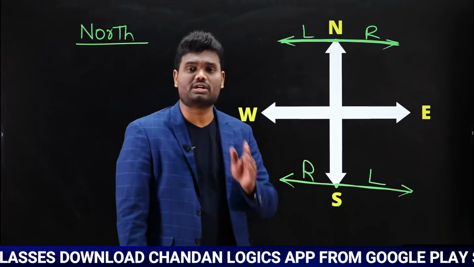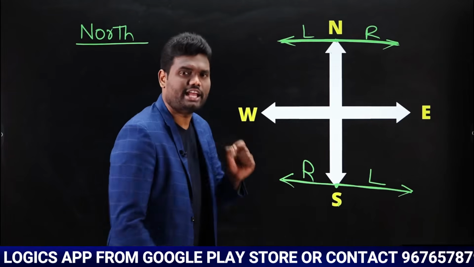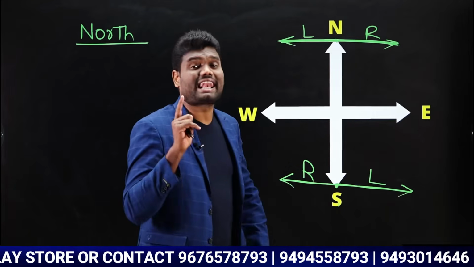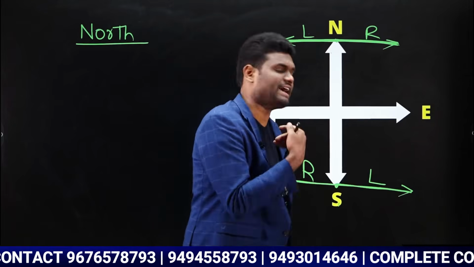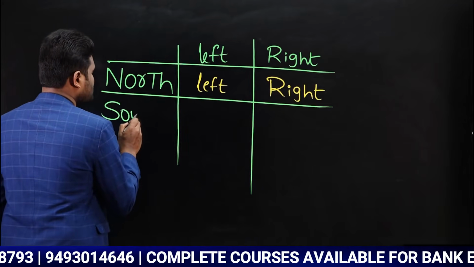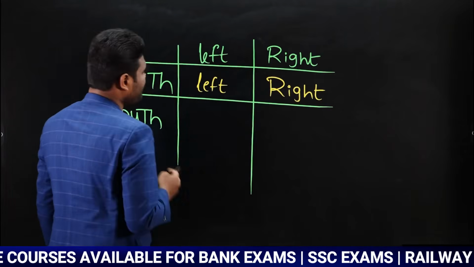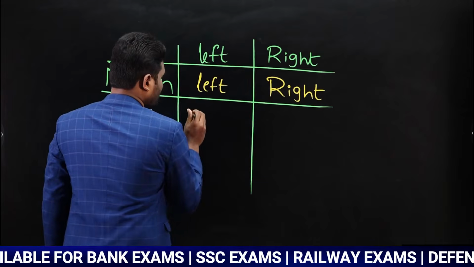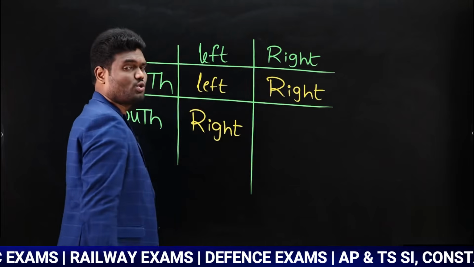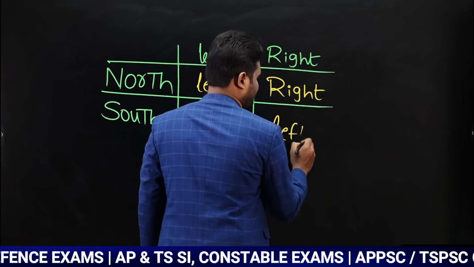When the person is traveling towards south direction, if they say left, then you need to move towards your right hand side. And when they say right, then you need to move towards your left hand side. Okay. Now observe here. That is what we are going to write here. When the person is traveling towards south direction, if they say left, then you are supposed to go towards your right, okay? And when they say right, then you are supposed to go towards your left, okay?